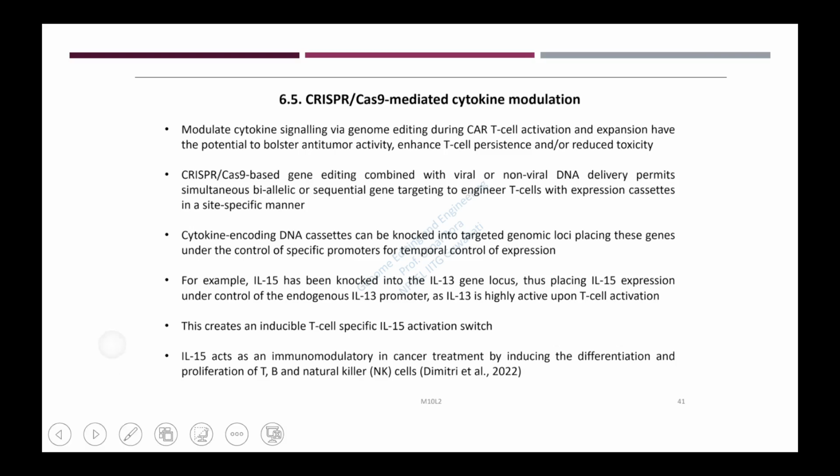Similarly, to enhance the cytokine modulation also, CRISPR-Cas9 based gene editing combined with viral or non-viral DNA delivery permits simultaneous biallelic or sequential gene targeting to engineer T cells with an expression cassette in a site-specific manner. Okay, a cytokine encoding DNA cassette can be knocked in to increase the cytokine production, into a targeted genomic locus, placing these genes under the control of specific promoters for temporal control of expression. For example, IL-15 has been knocked into the IL-13 locus.